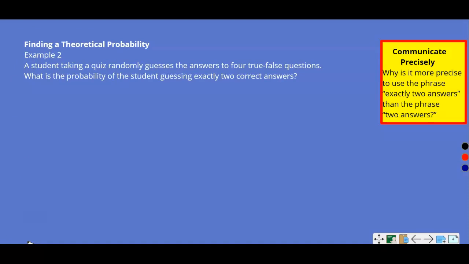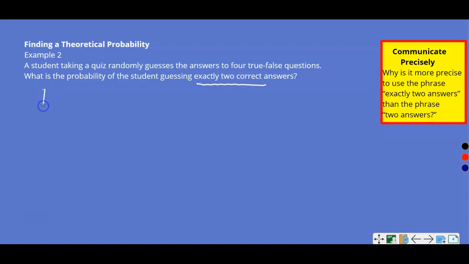Example 2, finding a theoretical probability. A student taking a quiz randomly guesses the answers to 4 true-false questions. What is the probability of the student guessing exactly 2 correct answers? We need the word exactly, because if you just say 2 answers, it could be 2, 3, or 4 correct, which would include 2 correct answers. So we want to make sure it's exactly 2 correct.